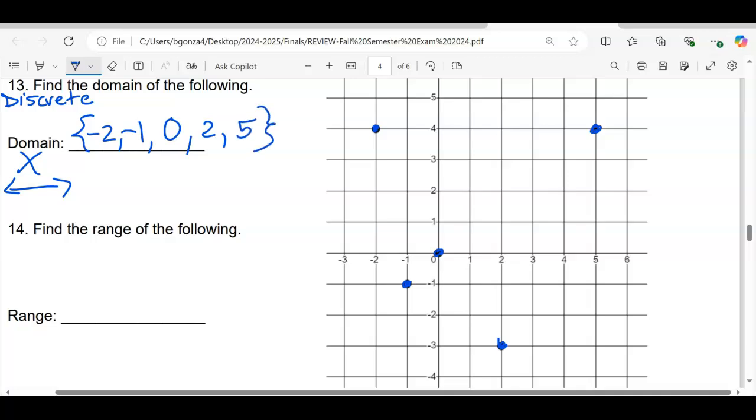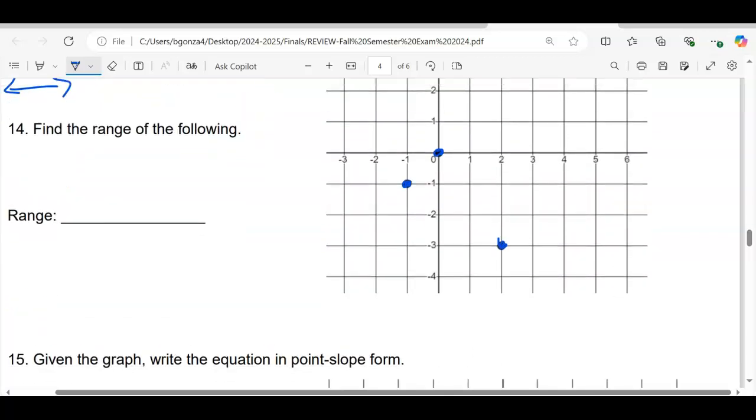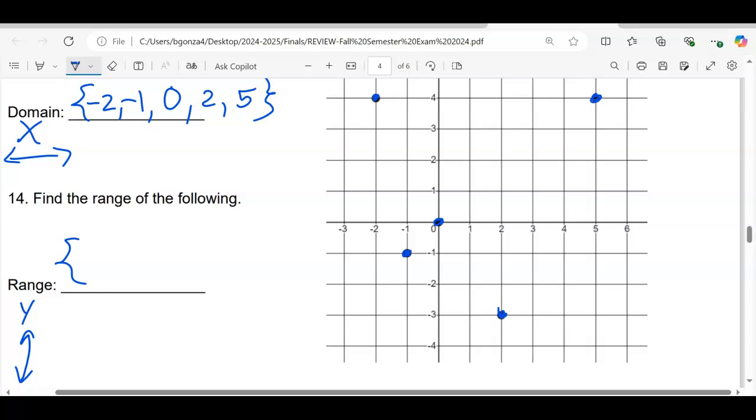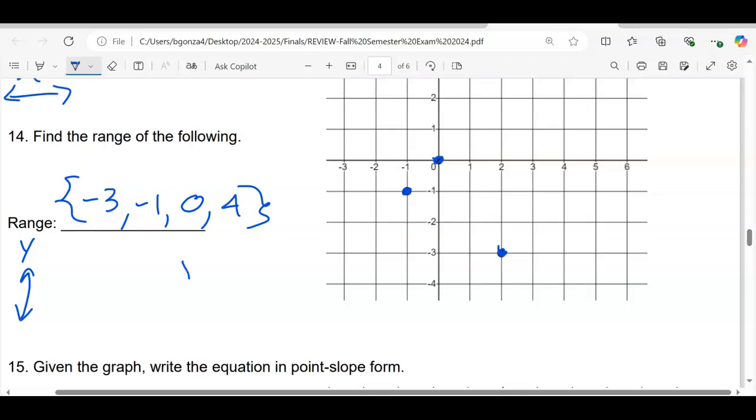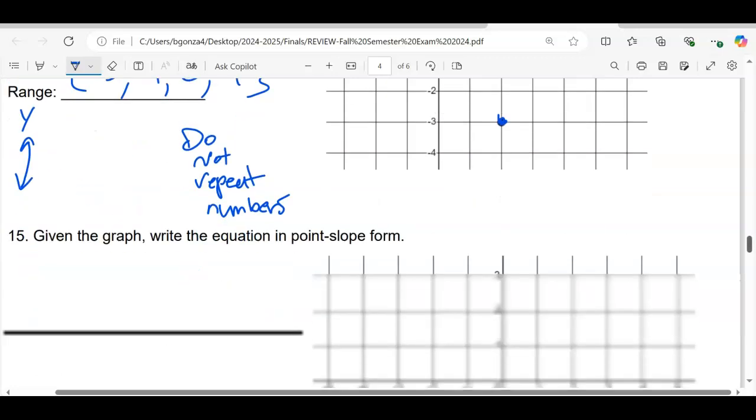Bracket. Similarly with range, it's y from bottom to top. We're going to use brackets and start at the bottom. What's the lowest point you see here? -3. Then it's -1. Then it's 0. But notice up here, 4 has two points. You only write it once. Do not repeat numbers. Cool. Let's keep going.